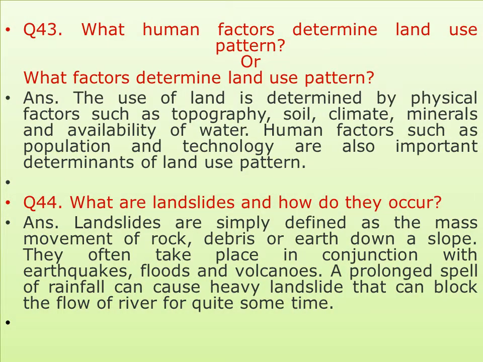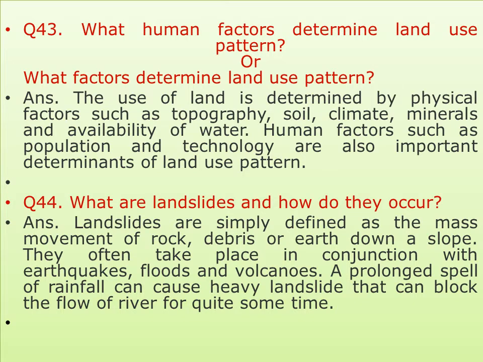Number 43. What human factors determine land use pattern? Answer. The use of land is determined by physical factors such as topography, soil, climate, minerals, and availability of water. Human factors such as population and technology are also important determinants of land use pattern.